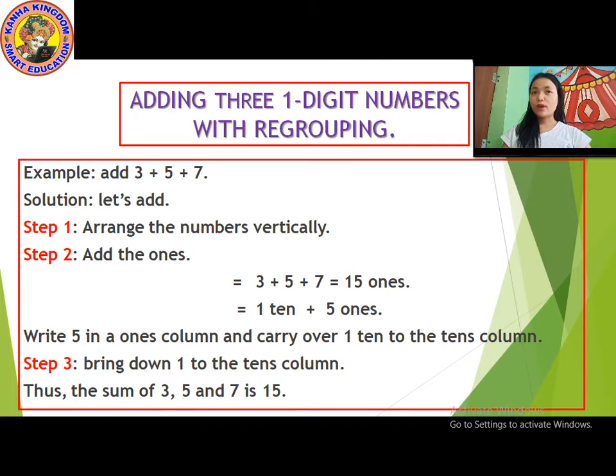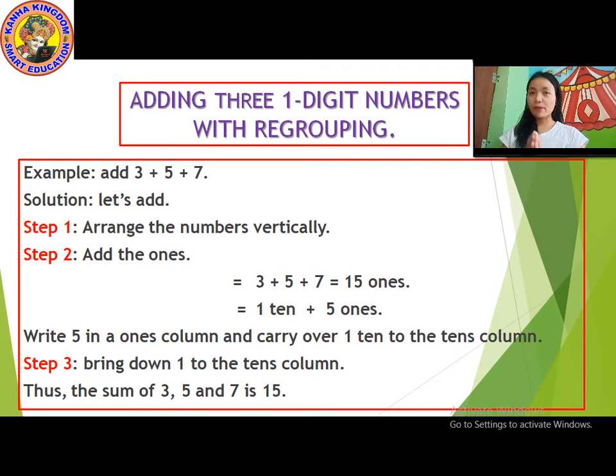See, while adding 3, 5 and 7, we got 15 ones. So we should write 5 in the ones column and carry over 1 ten to the tens column. Right, student? So we completed the second step. The second step was that we should add the ones. While adding ones, we got 15 ones, that means 1 ten plus 5 ones. So we should write 5 ones in the ones column, and carry over 1 ten to the tens column.